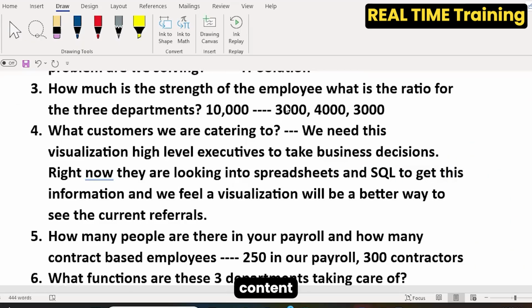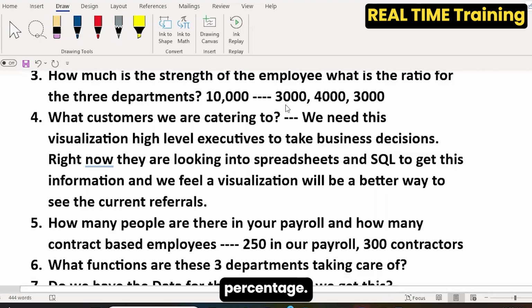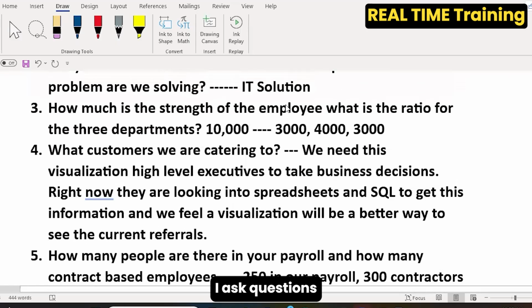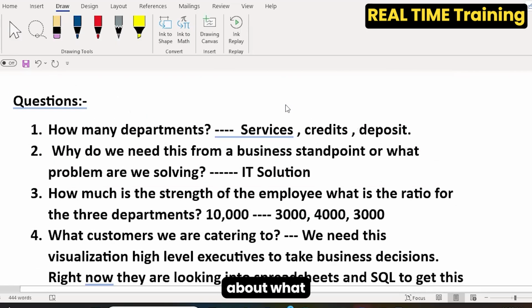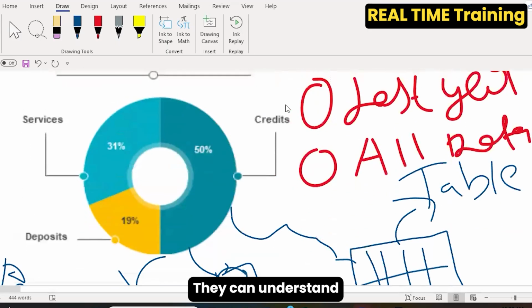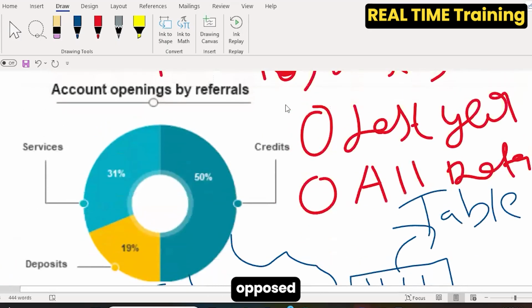This is the real-time content that you've given now. This is, I would say, the 75%. And in fact, you can say I asked questions about how many people are there in the payroll. I asked what business purpose they were solving. They were going through spreadsheets. They don't have to do it, that's why we are giving the visualization. They can understand the scenario immediately. They can understand where the referrals are coming from, as opposed to going through spreadsheets, which will take a lot of time for the executive.